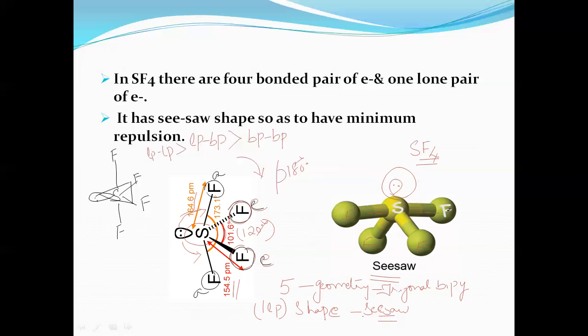This is a very important point to remember: regarding the shape of the molecule, according to the VSEPR theory, the lone pair of electrons on the central atom has to be ignored. But while taking the geometry, both lone pairs and bond pairs of electrons on the central atom have to be considered. While taking the shape of the molecule, the lone pairs are ignored. It depends totally on the bond pair of electrons. So this is the shape of SF4 according to the VSEPR theory.